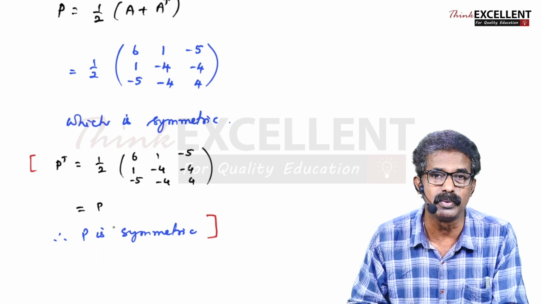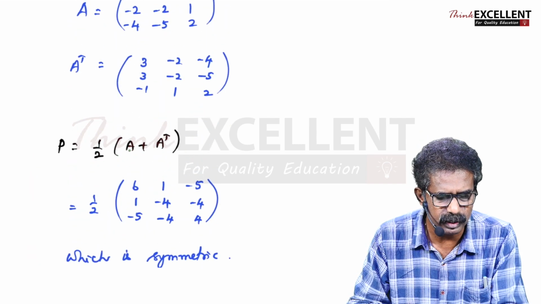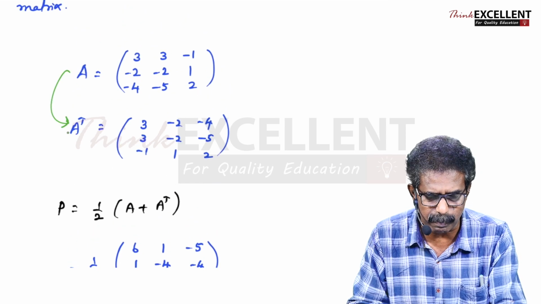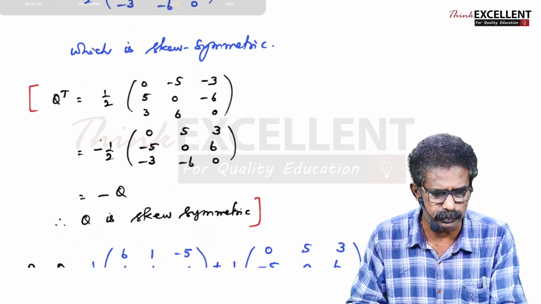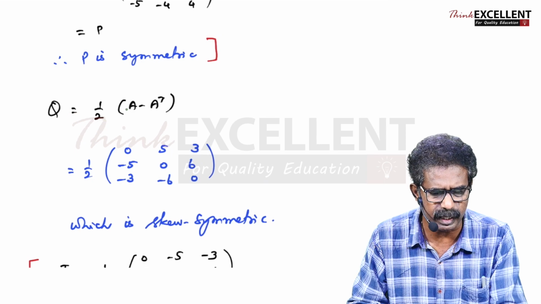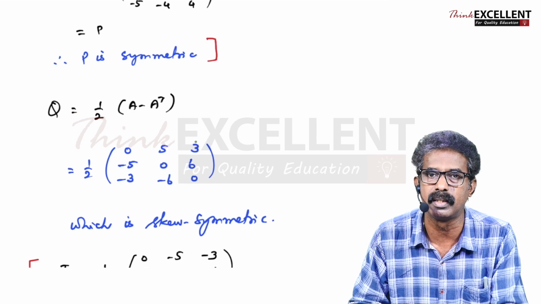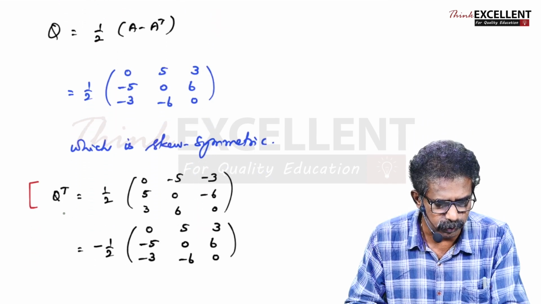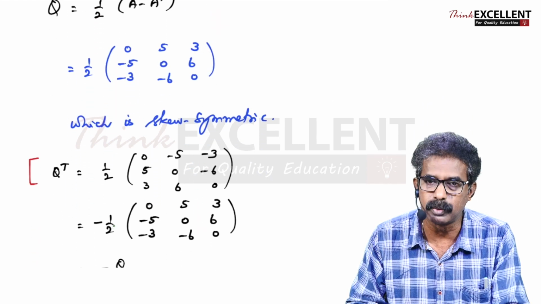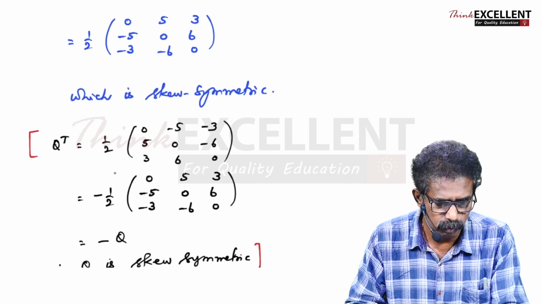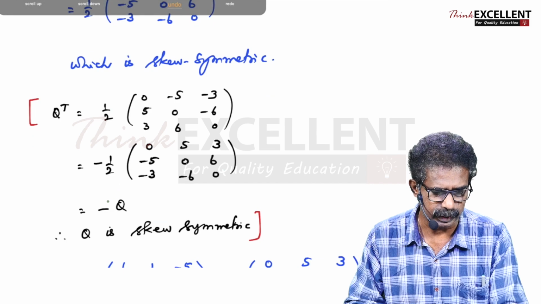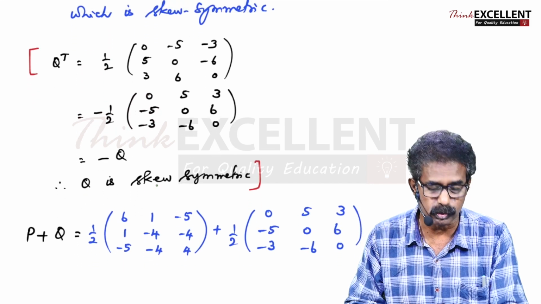Now we find Q. Q is half into A minus A transpose. So half into, you subtract these two, right? So you subtract, you are getting this one. You can say it is Q skew symmetric and you give the proof. So you find Q transpose, take a minus sign outside. After that minus, what you have here is exactly same as Q. So you are getting minus Q. So Q is skew symmetric.